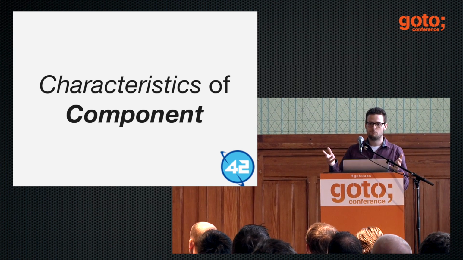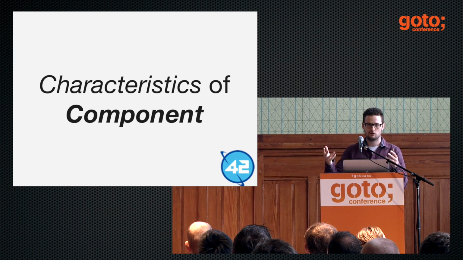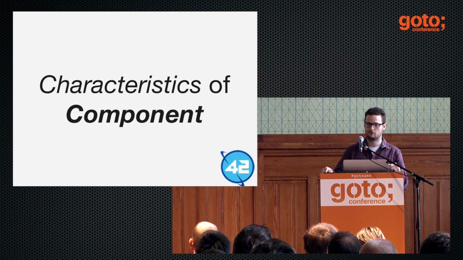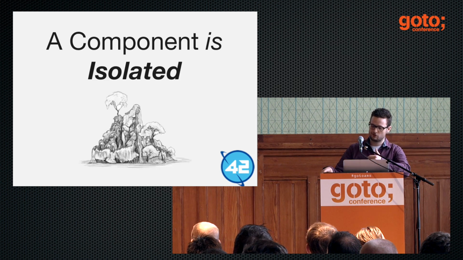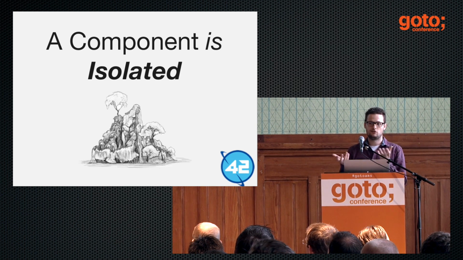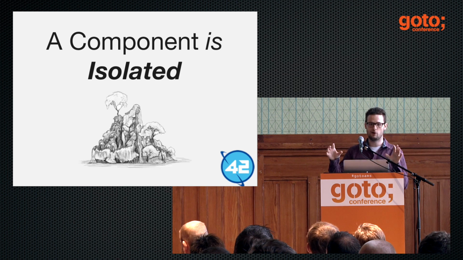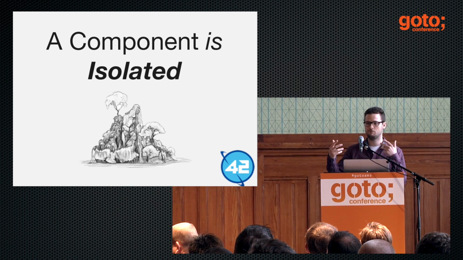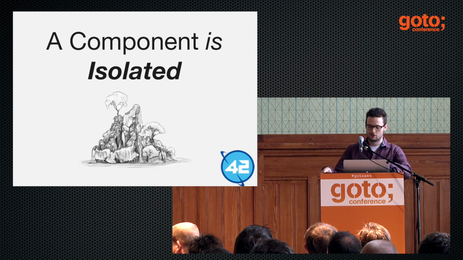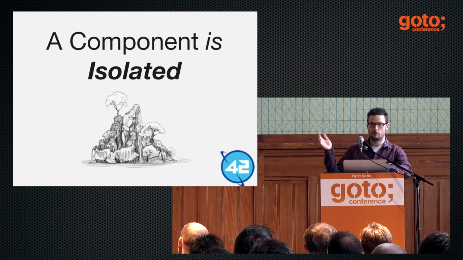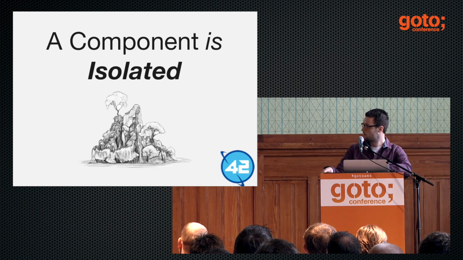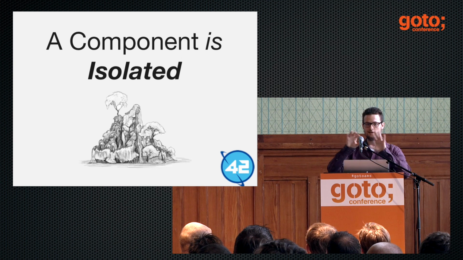So that was a Google Maps component, but let's look at a component a little bit more abstractly to see what the characteristics behind those components are. The first characteristic is that a component is isolated. This means that you can put multiple instances of the same component on the same screen without them interfering with each other. In the example we saw before, we had 4 Google Maps components, and they could be controlled separately without them interfering with each other.